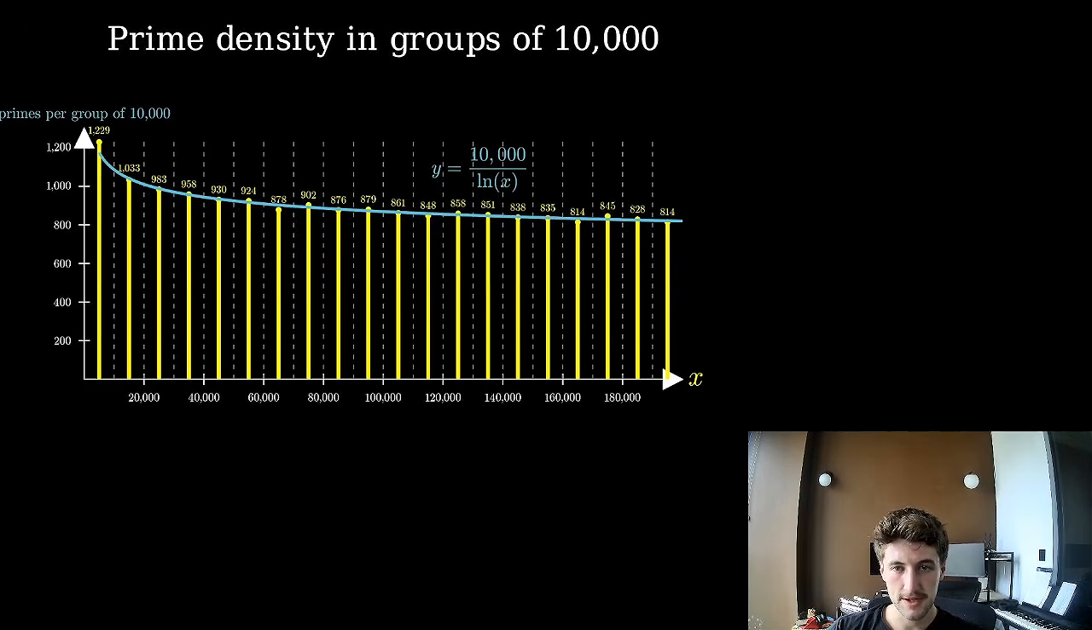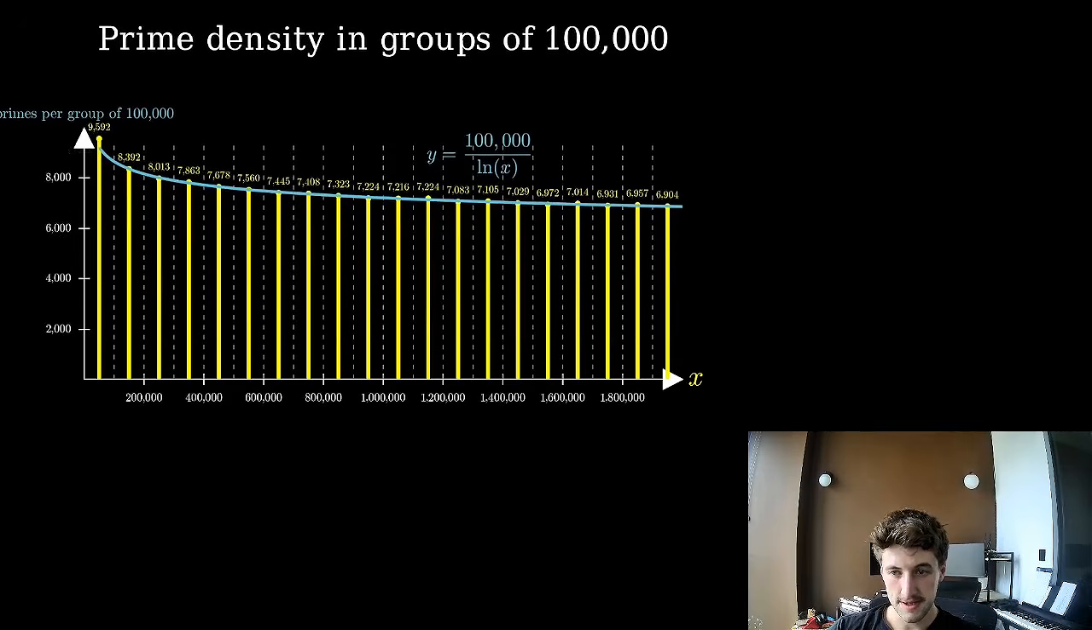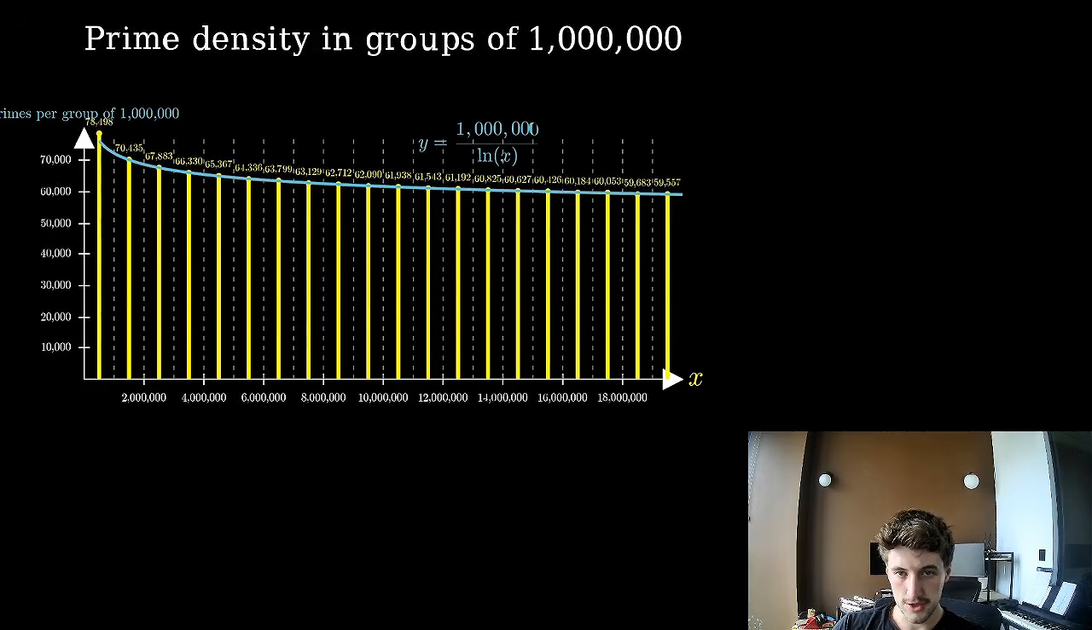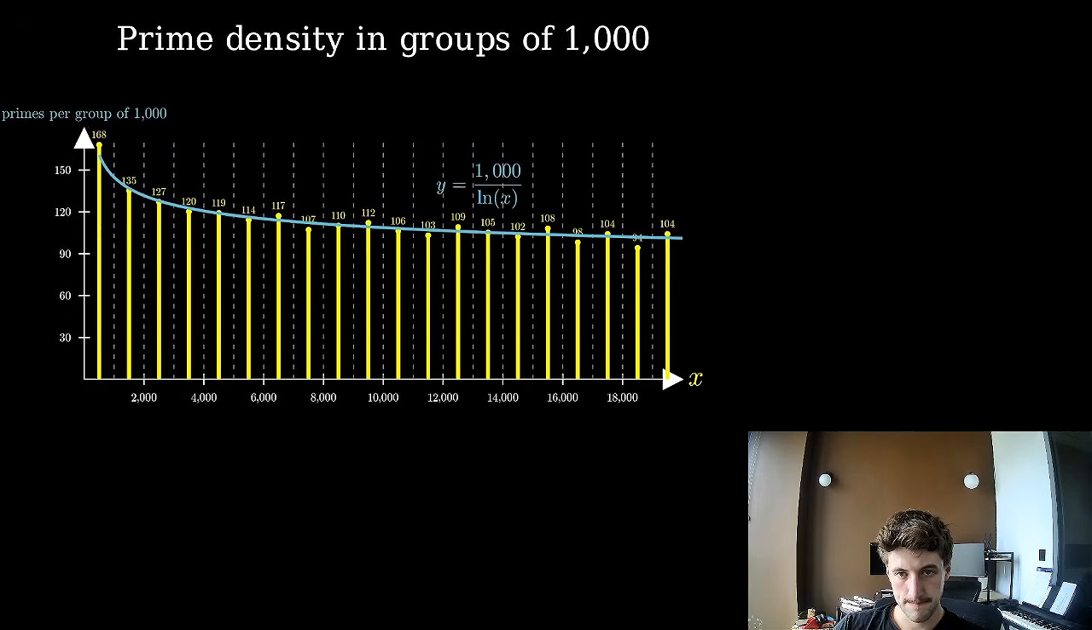So we can increase this as well. This is what it looks like over 10,000. We see that the data starts to fit this curve a bit better, and the function changes to 10,000 over log x. And here the same thing happens at 100,000 over log x. And here at 1,000,000 over log x, it keeps on increasing. The data gets closer and closer to this function.